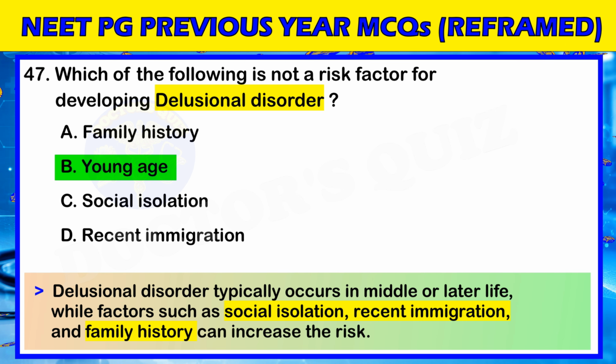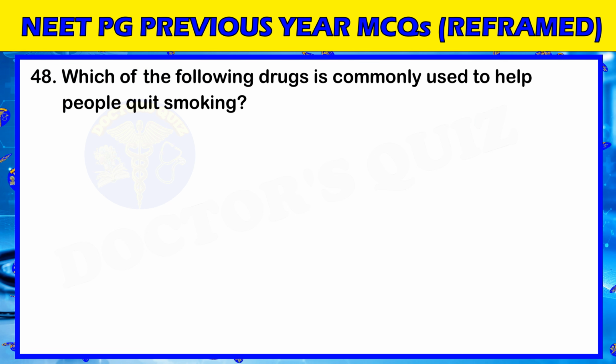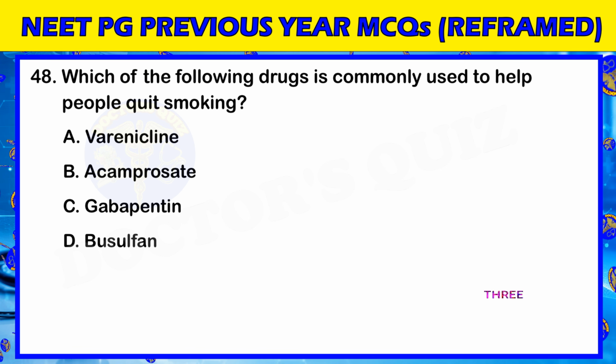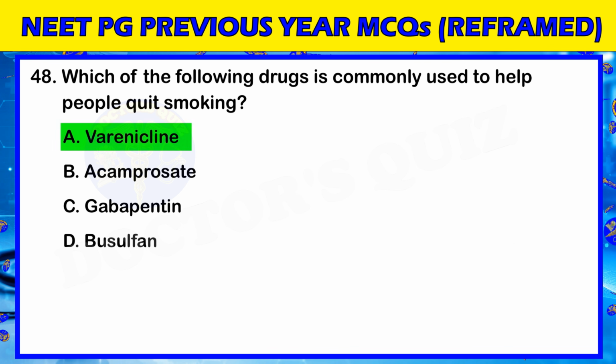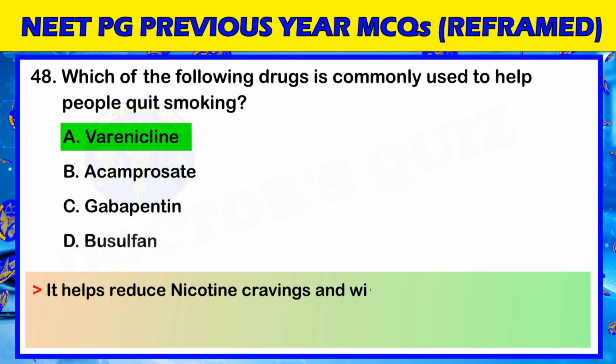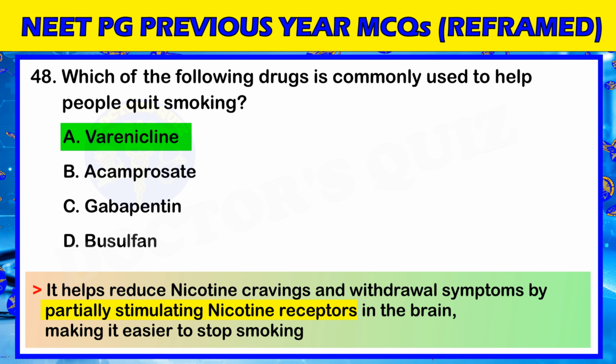Which of the following drugs is commonly used to help people quit smoking? The right answer is option A, varenicline. It helps reduce nicotine cravings and withdrawal symptoms by partially stimulating nicotine receptors in the brain, making it easier to stop smoking.